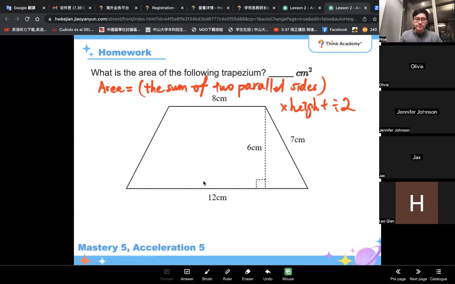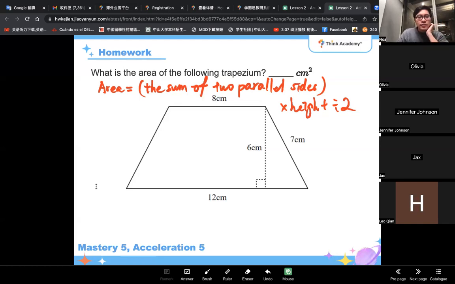Okay, so can you type in the chat box? Help me to figure this out. What's the answer of this question, the area of the trapezium? Yes, Vicky got it right. Yeah, so it's 60 square centimeters.